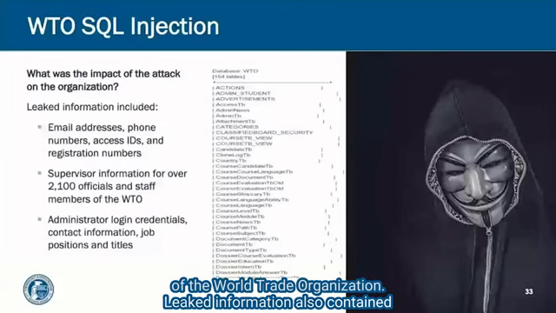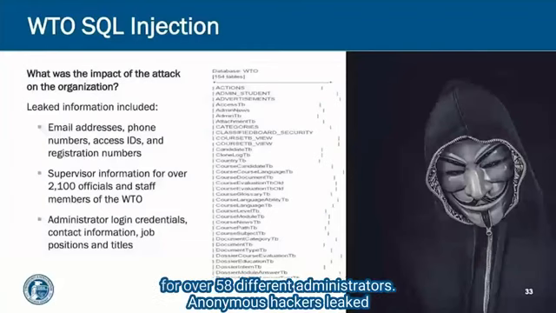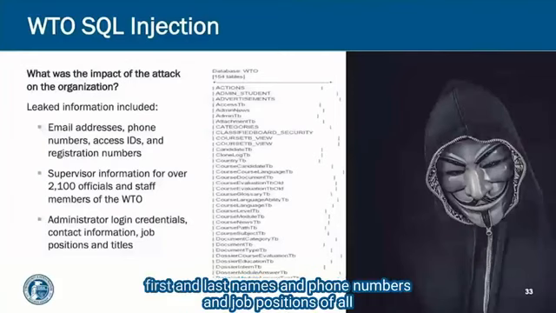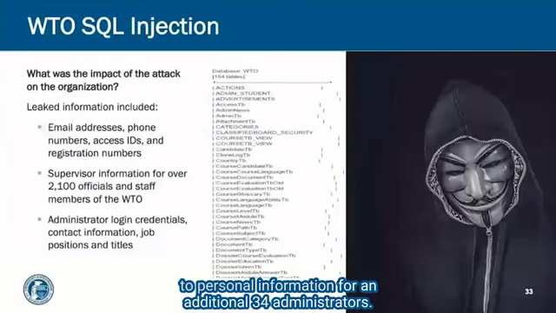Leaked information also contained the World Trade Organization database and admin login credentials for over 58 different administrators. Anonymous hackers leaked first and last names and phone numbers and job positions of all of these administrators. Additionally, the leaked data contained personal information for an additional 34 administrators.